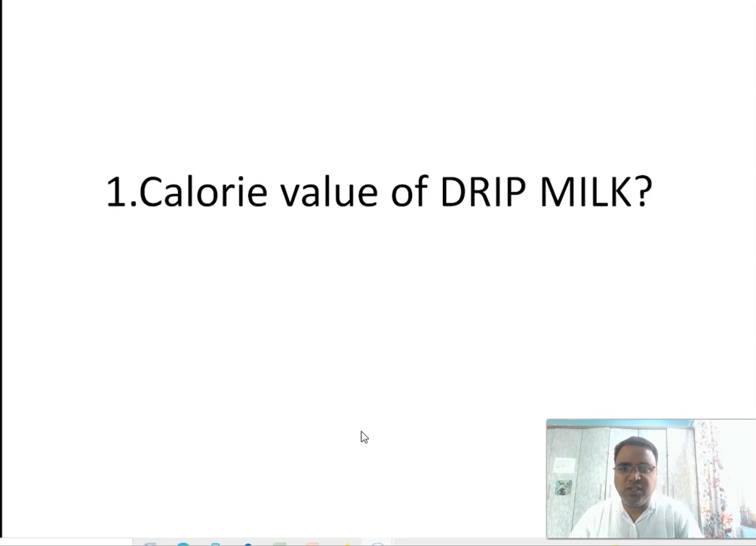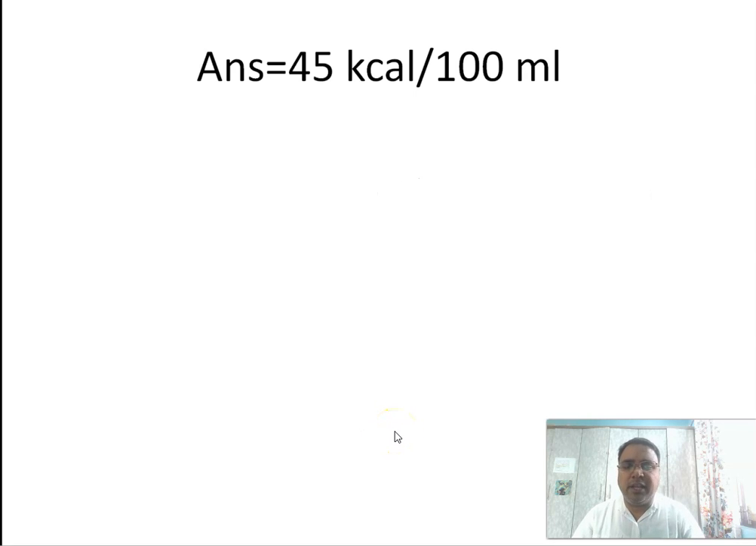First of all, what is the calorie value of drip milk? What do we mean by drip milk? When the infant is taking breast milk, the milk that is secreted from the other breast is known as drip milk. Is the calorie value the same? No. The calorie value of drip milk is 45 kilocalorie per 100 ml.